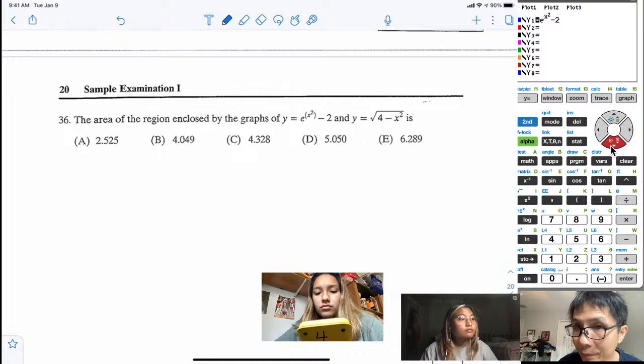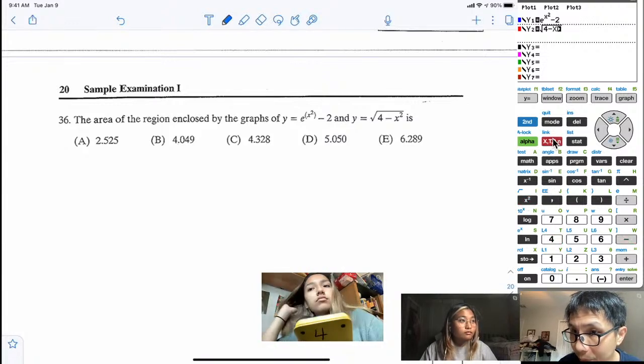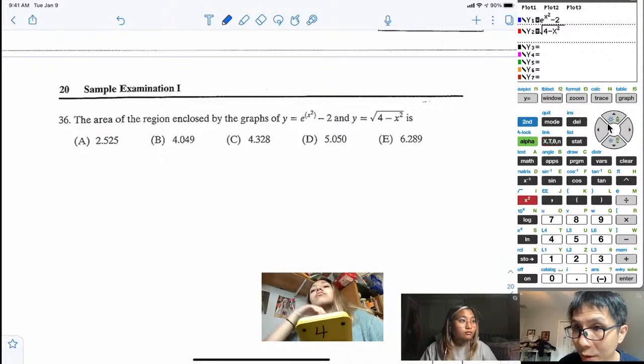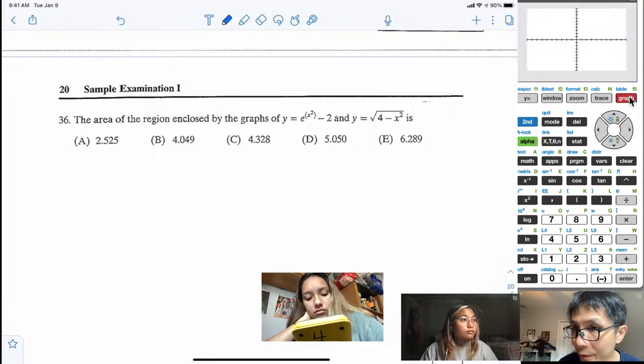Are we okay here? Yes. And the second one is the square root of 4 minus x squared. And I should be able to graph this. Ooh, that's a nice graph.